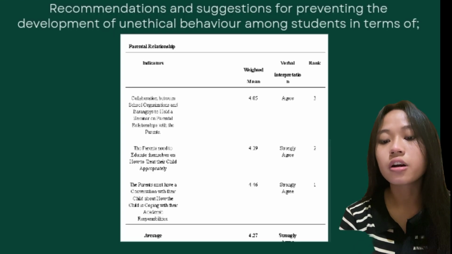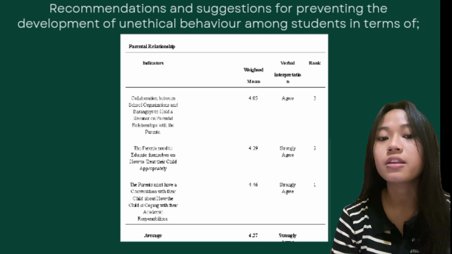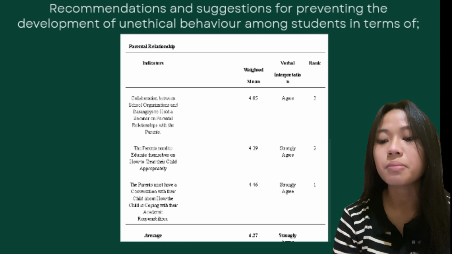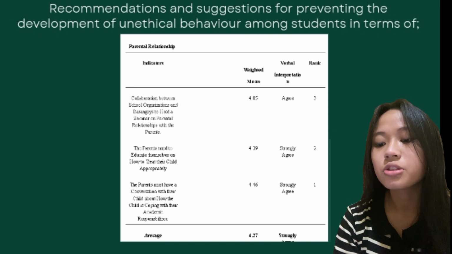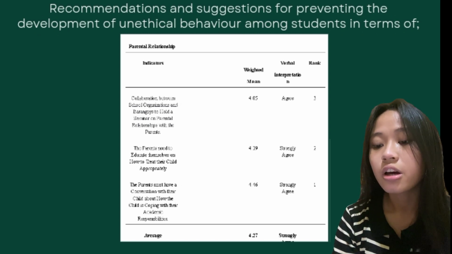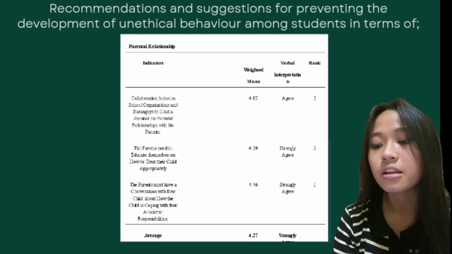So now let's go to the recommendations and suggestions for preventing development of unethical conduct among the students. In terms of this also, we created 3 statements for each indicator. So table number 8, parental relationship. Table number 8 demonstrates the statement the parents must have a conversation with their child about how the child is coping with their academic responsibilities gets rank 1 with a weighted mean of 4.46, interpreted as strongly agree.